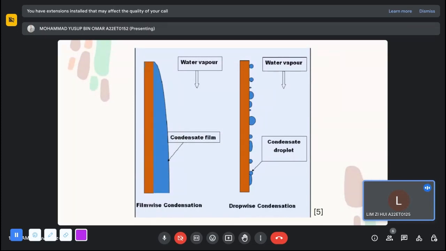So this is a figure. The left-hand side is the film-wise condensation, and the right-hand side is the drop-wise condensation. Drop-wise forms a droplet, and film-wise just wets the surface of the solid.